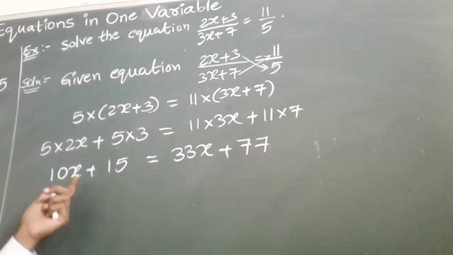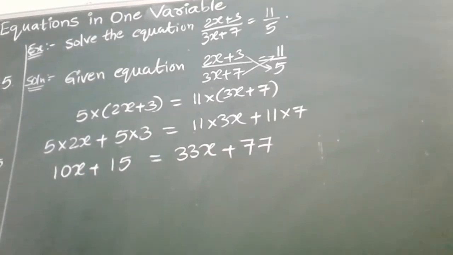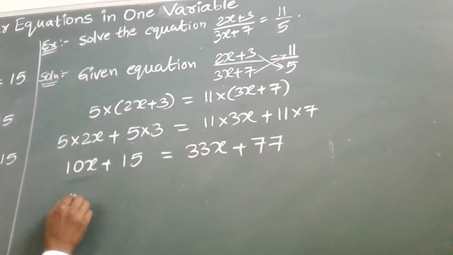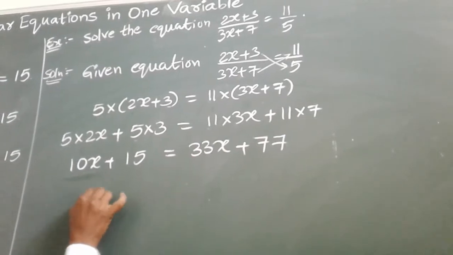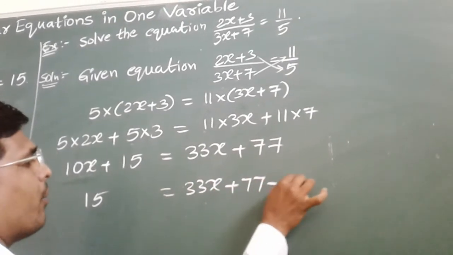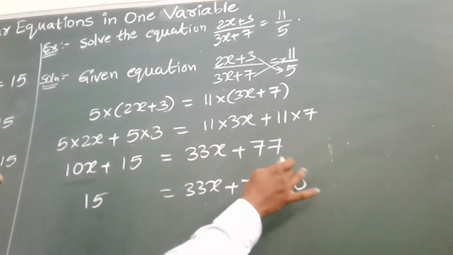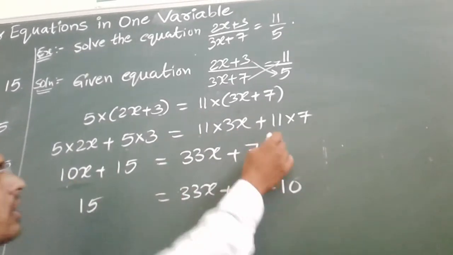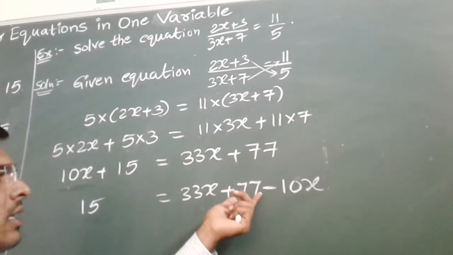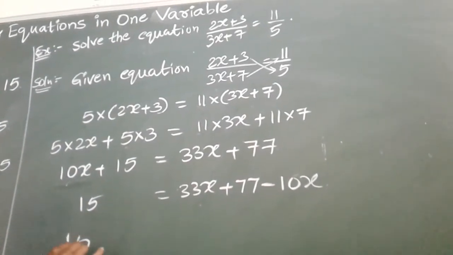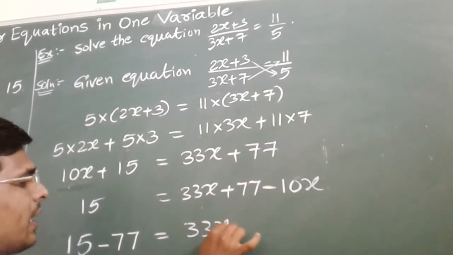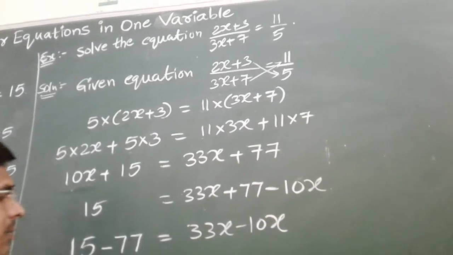Now take the variable terms on one side and the constant terms on the other side. Okay, so I am sending this plus 10x to the right hand side. So 15 is equal to 33x plus 77 minus 10x, because when we transpose the 10x term to the right hand side, it becomes minus 10x. Then send this constant term to the left hand side. So 15 minus 77 is equal to 33x minus 10x.